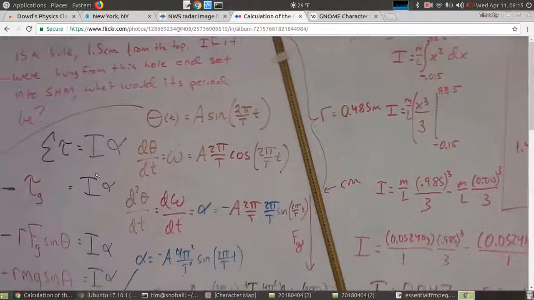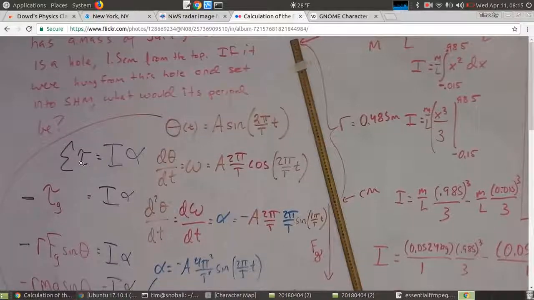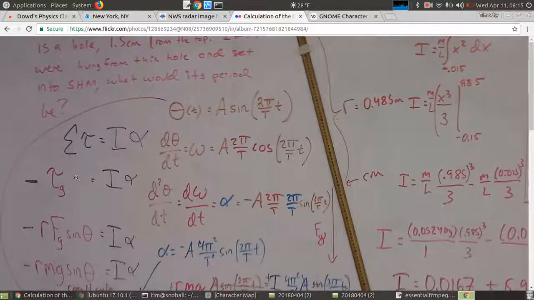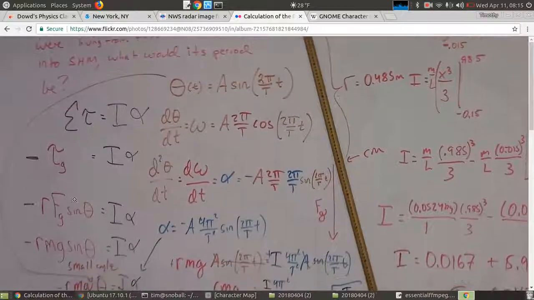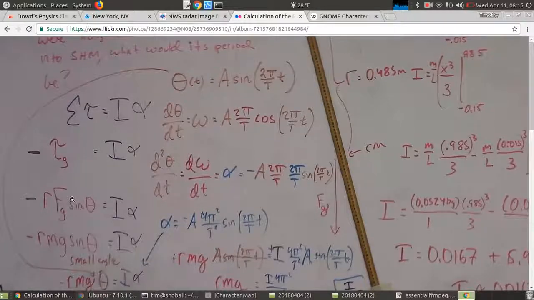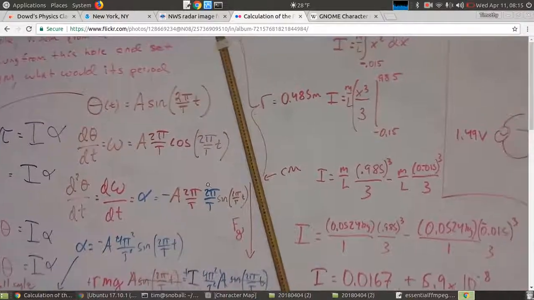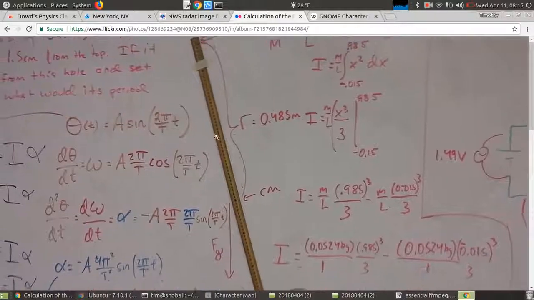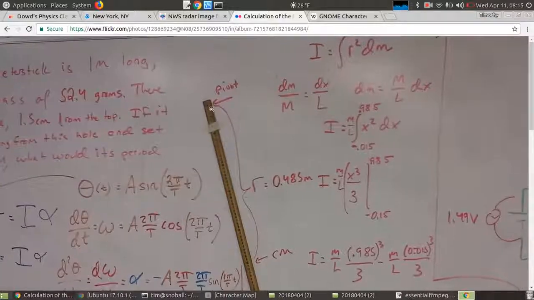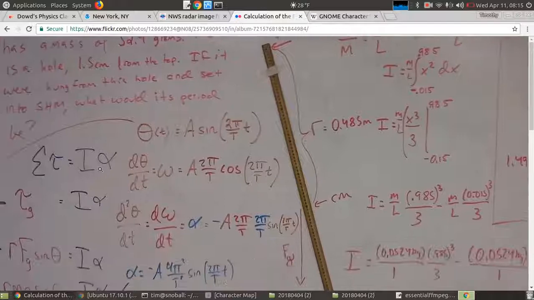It's rotational motion, so I started with the sigma torque equals I alpha version of Newton's second law. I said the torque caused by gravity is the only torque. Torque is R F sine theta, and in this case it's the force of gravity. What's R? It's the distance gravity acts from the pivot point, which is the distance the center of mass is from the pivot point, which in this case is about 0.5 meter minus the 1.5 centimeters to the hole, so 0.485 meters.